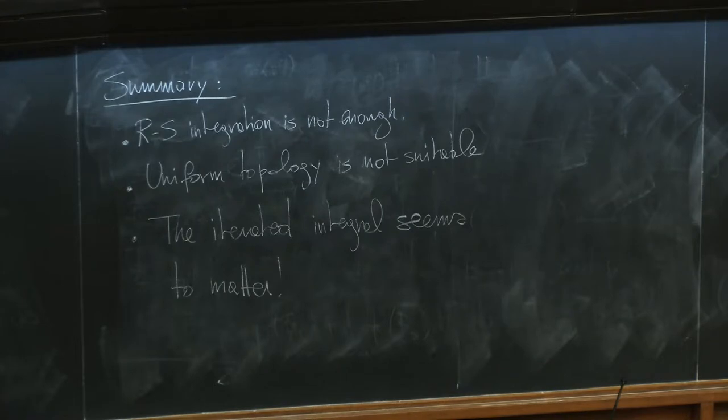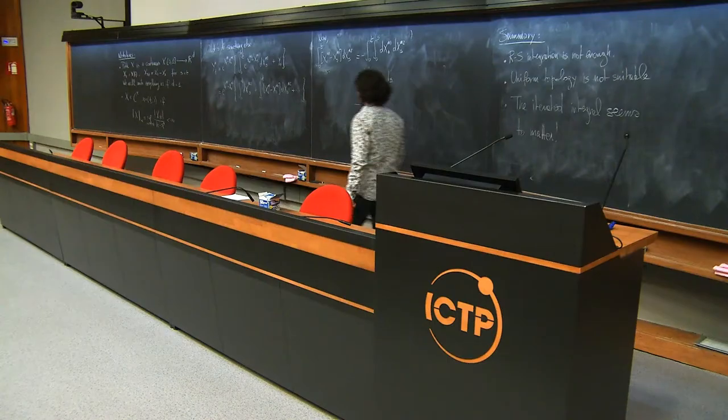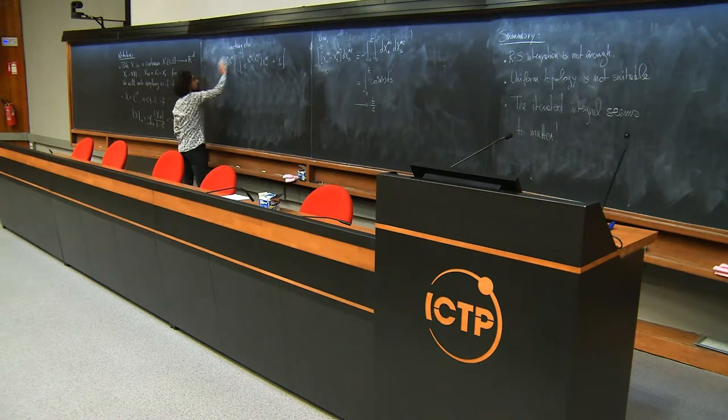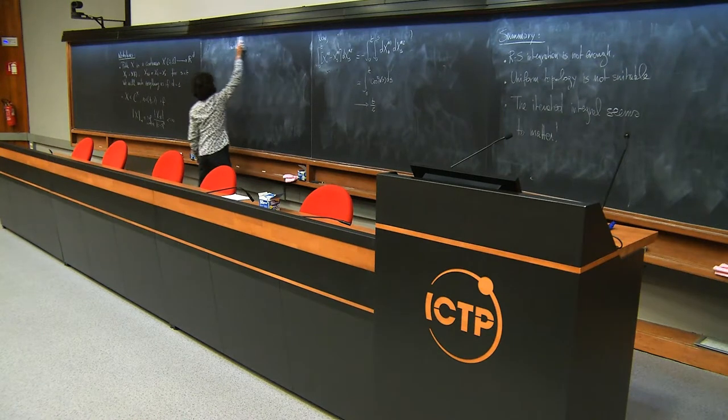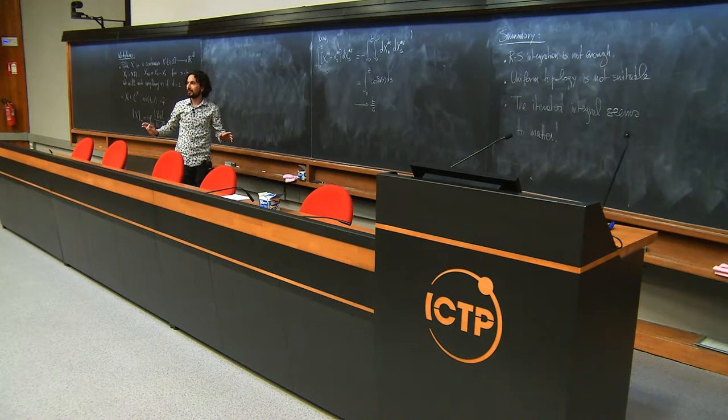So what this example says is that whatever topology I'm trying to use to have continuity of this solution map, it has to include this iterated integral. And that's actually what the theory of rough paths does. Everything clear up to this point?